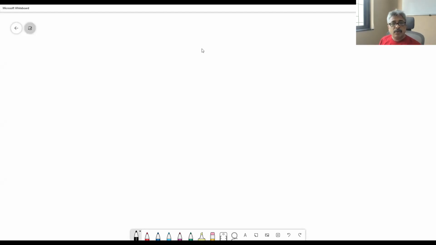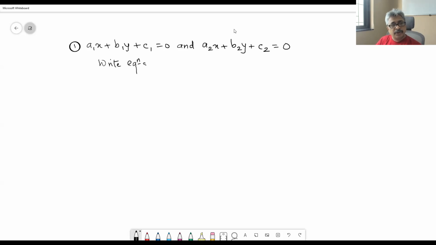Last lecture we developed the method for finding the area of a parallelogram. Let us write down. Today's first thing that we are doing is: a1x plus b1y plus c1 is equal to 0 and a2x plus b2y plus c2 is equal to 0 are the two lines, right? Equations of angle bisectors.